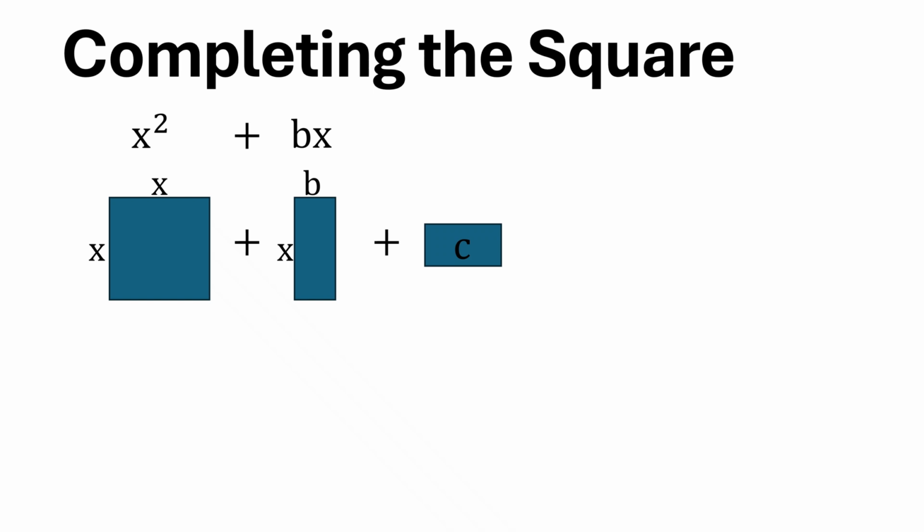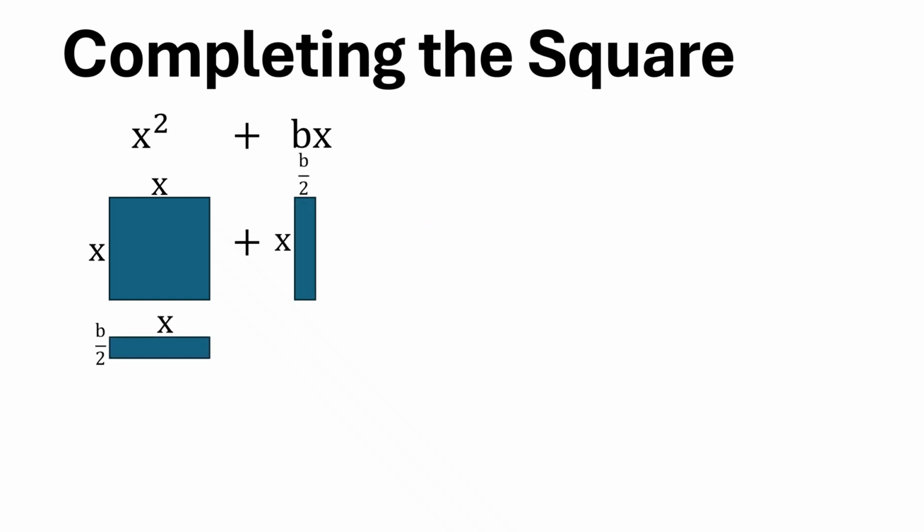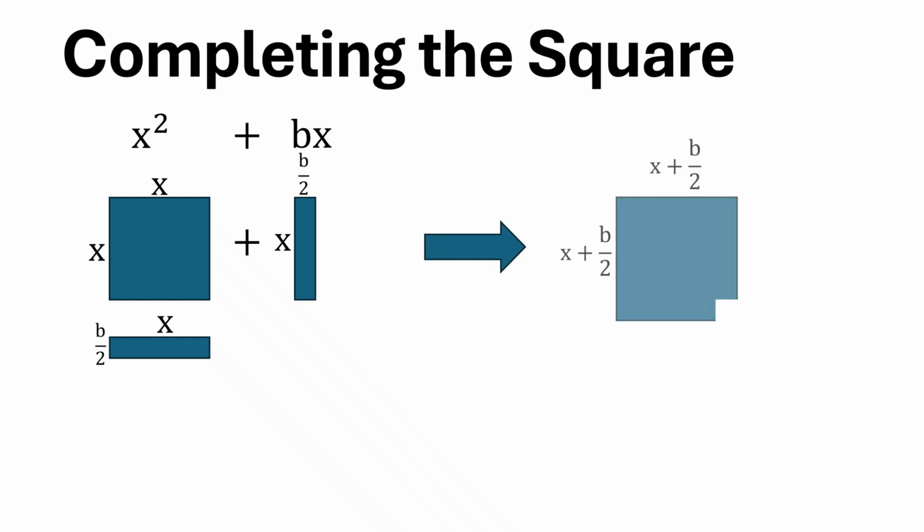First step is to subtract c, so we subtract c and remove the c rectangle. Next step is that we half bx. Now we attach half bx to the sides of x squared. So we create a new square, in quotes, with dimensions x plus b over 2. But this new shape is missing a piece before it actually becomes a complete square.